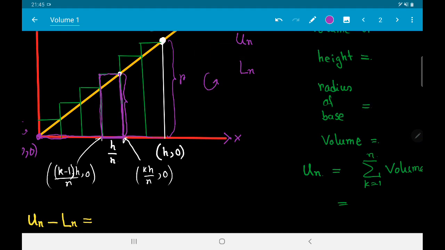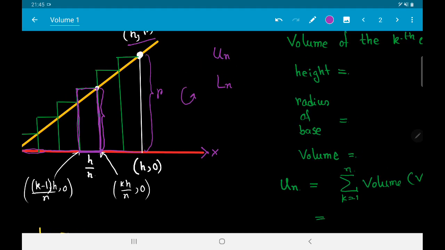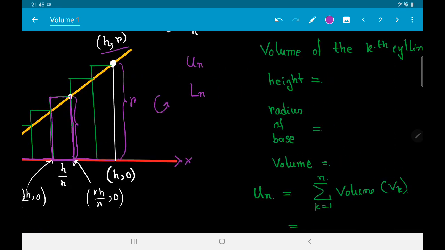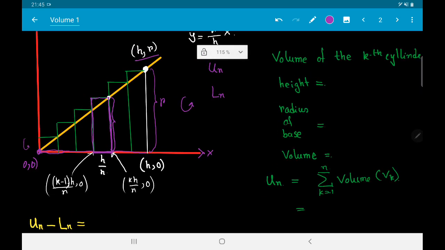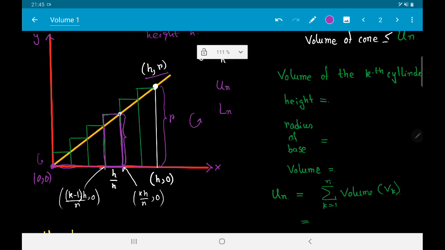So then we know that the height, which is also the length of the subinterval, is constant because I have divided this base of the region into n equal parts. So this constant is going to be h by n. It will remain constant.